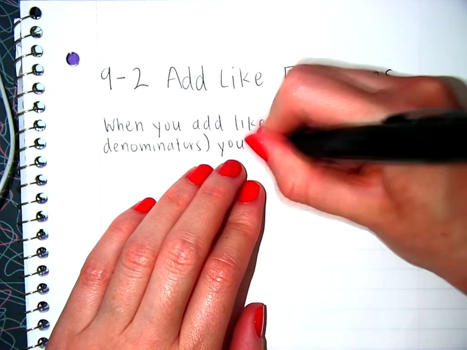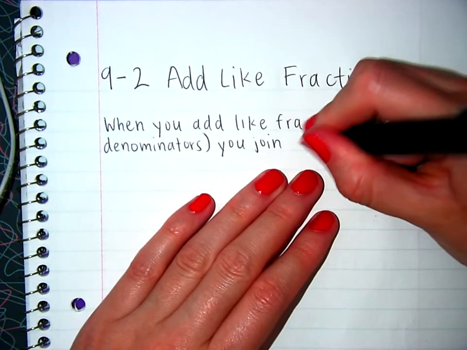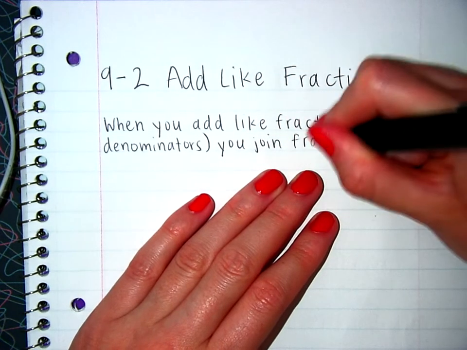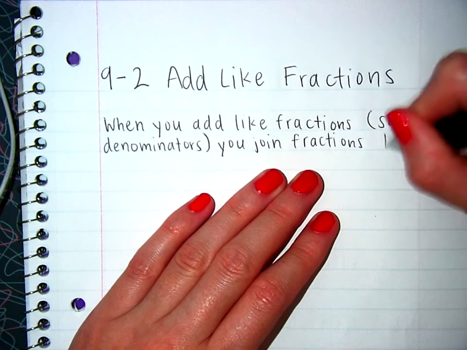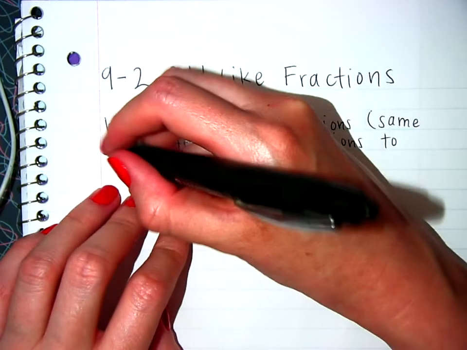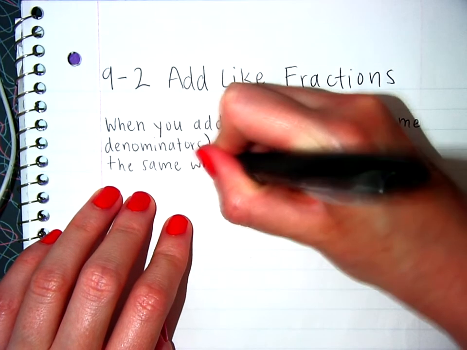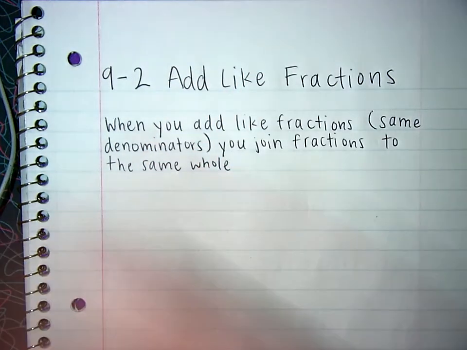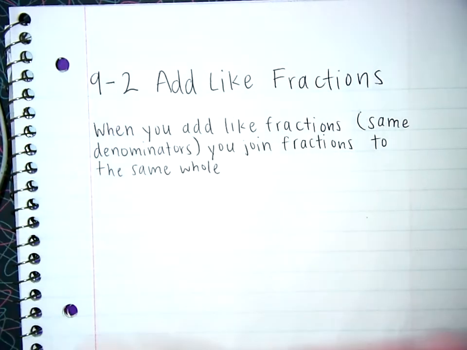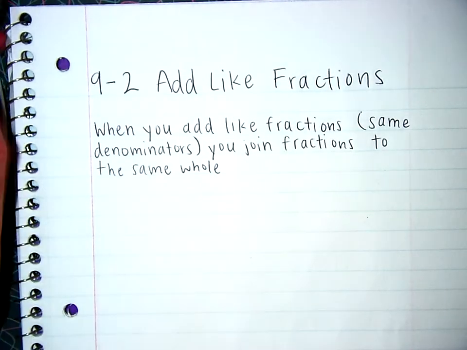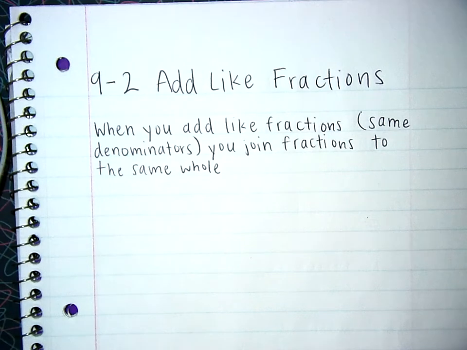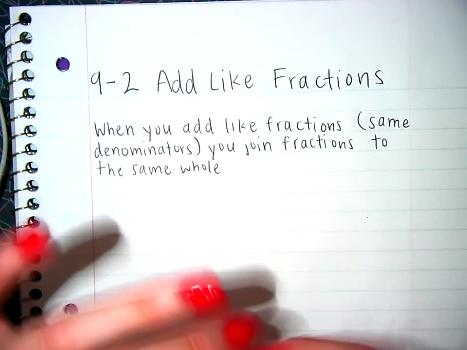You join fractions to the same whole. So you start off with two fractions and then you add them together to make one fraction. It won't always be a whole. Sometimes it will be a different numerator and different denominator, but they're just saying that you're going to add maybe 1, 2, 3 fractions together in order to make one fraction.